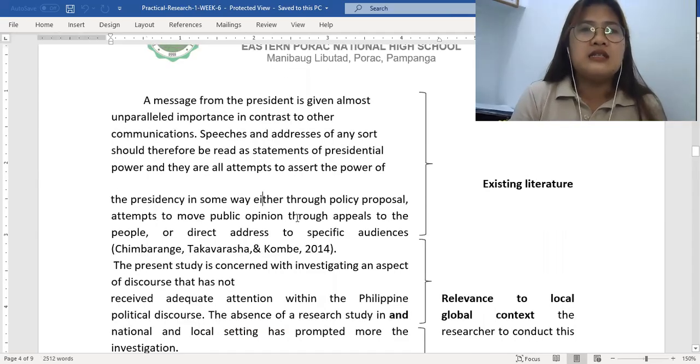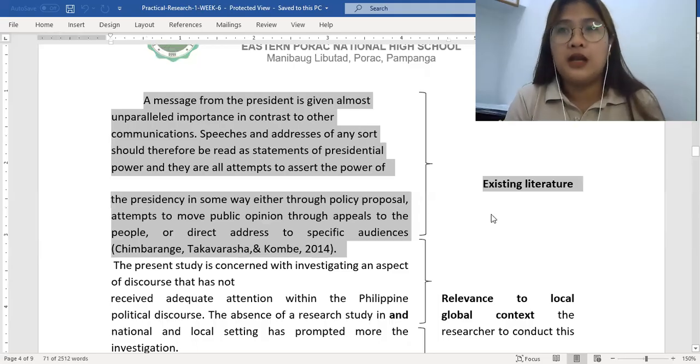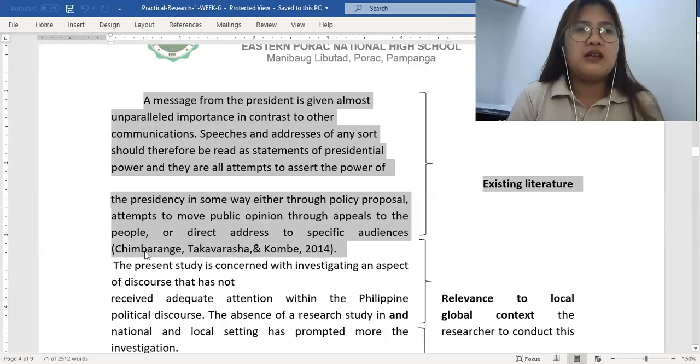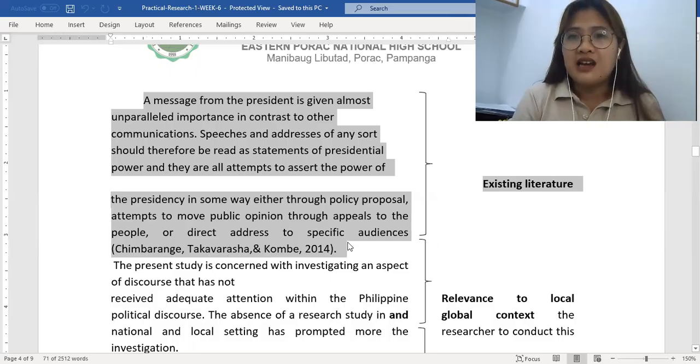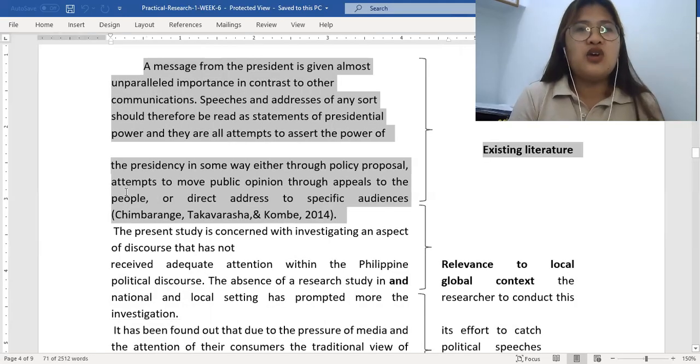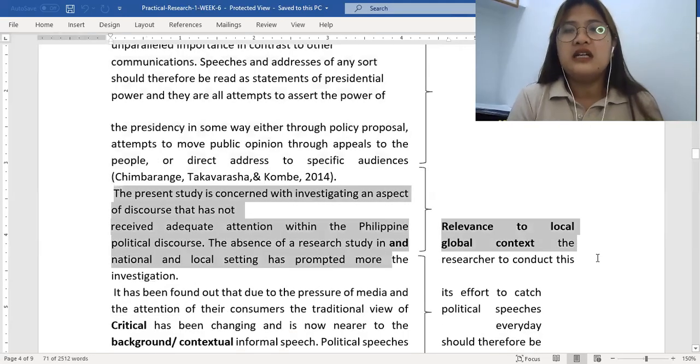And this is an existing literature. And when I say existing literature, this was already done, this was already published by Chimbarange, Nakavarasha, and Combe, 2014. So, nag-exist na siya. Kumbaga, napag-aralan na. Then, you have to relate it to the present study. Okay? At bakit siya relevant to the local and global context.